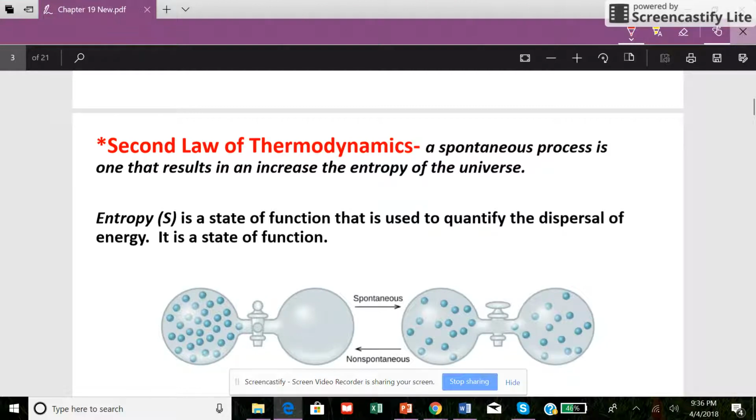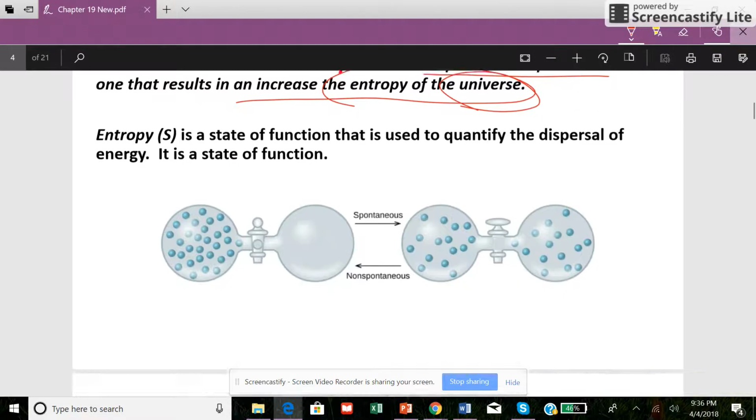So now let me talk about the second law of thermodynamics. The second law of thermodynamics says this: a spontaneous reaction or spontaneous process is one that results in an increase in entropy of the universe. Now, the word universe sounds kind of weird, but in chemistry, what we mean is the system and the surroundings; those two make up the universe. Okay, so let's take a look over here.